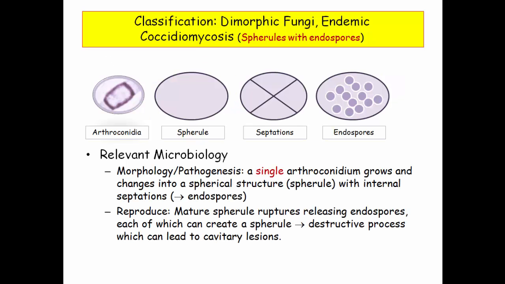As for the microbiology, a single arthroconidium grows into a spherule. The spherule develops septations, and from these endospores are derived. The spherule ruptures and releases the endospores. And here is why the disease is so destructive. Each endospore can create a new spherule. Those adorable little spherules destroy tissue both directly and resulting from the neutrophilic response. You want a pulmonary complication in this process? How about cavitary lesions? This is not a fun disease.